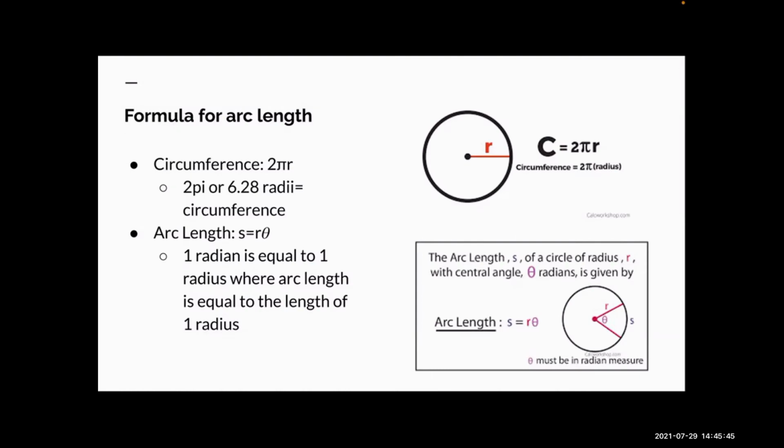How I like to think of the formula is that the angle creates this portion of the circumference, which is the arc length, which is equal to a certain amount of radii.